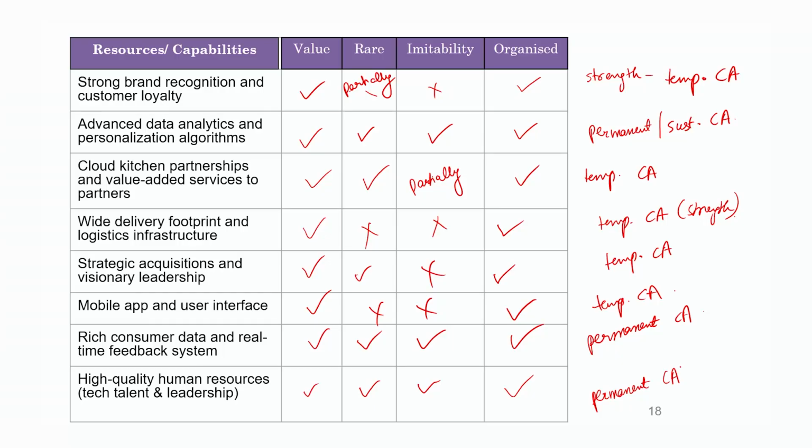So this is the way we use the VRIO framework in order to identify which are the resources which give you temporary competitive advantage or which are the resources which give you permanent competitive advantage, so that you can take your decision accordingly and you can decide whether you should invest in a particular resource or not. So looking at the example of Zomato, companies should invest in their human capital and the data analytics or the integrative ecosystem which they have, which are providing them permanent competitive advantage. So they should keep on investing in order to be ahead of their competitors in these particular areas.